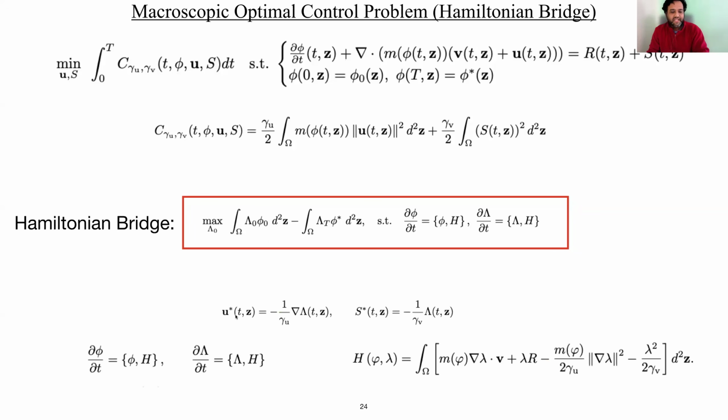And then, just to complete the story, this U star and this S star is given as the gradient of these adjoint variables. And then this is basically what you study in classical mechanics, that these have Poisson structure, Poisson bracket structure, and these have symplectic geometry. And this is why this is called a Hamiltonian bridge when you go to the thermodynamic limit.